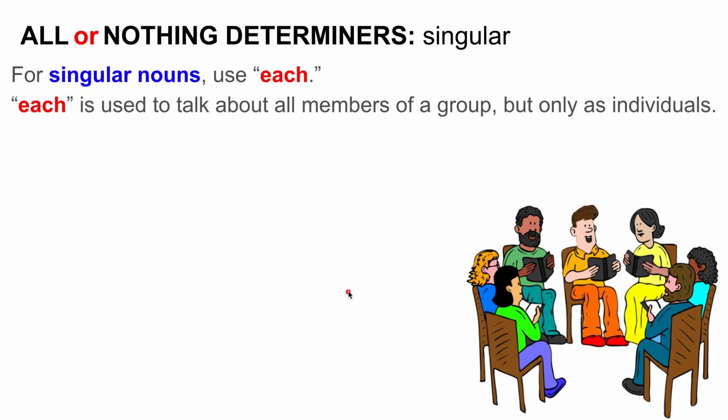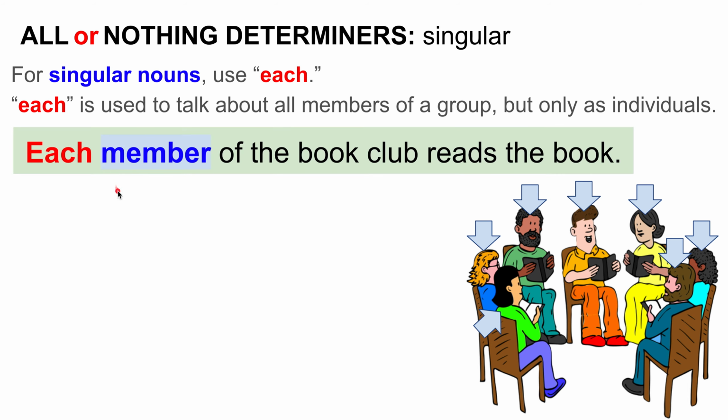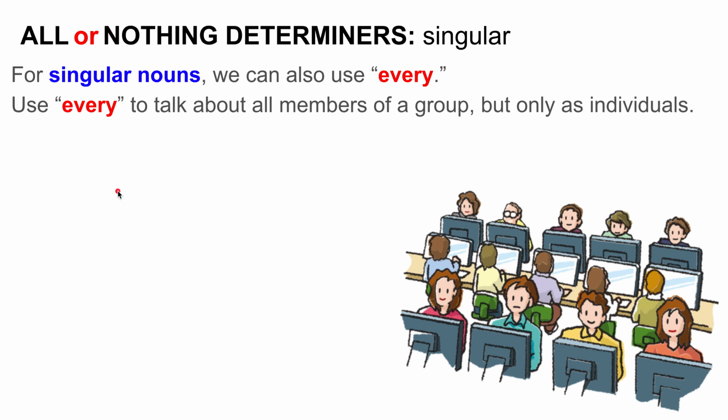Let's look at singular nouns. We use each for singular nouns, and we use these when we are talking about all the members of the group, but only as individuals making the group, not as the group as a whole. So, for example, each member of the book club reads the book. We can also use every to talk about singular nouns, when we're talking about all members of a group, but only as individuals making up the group.